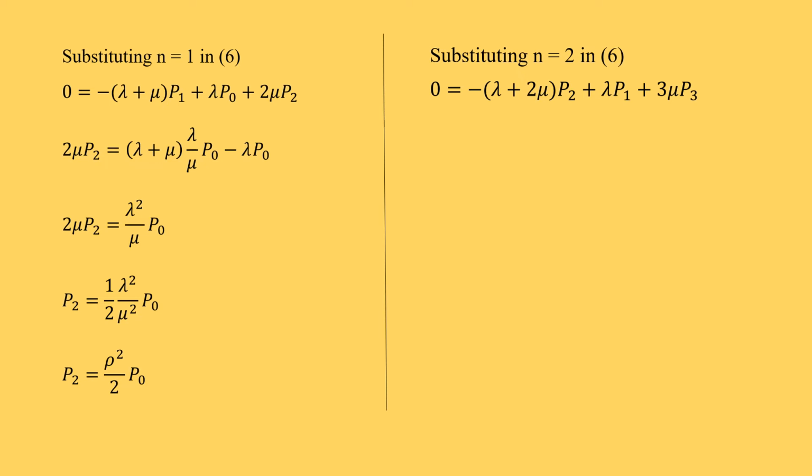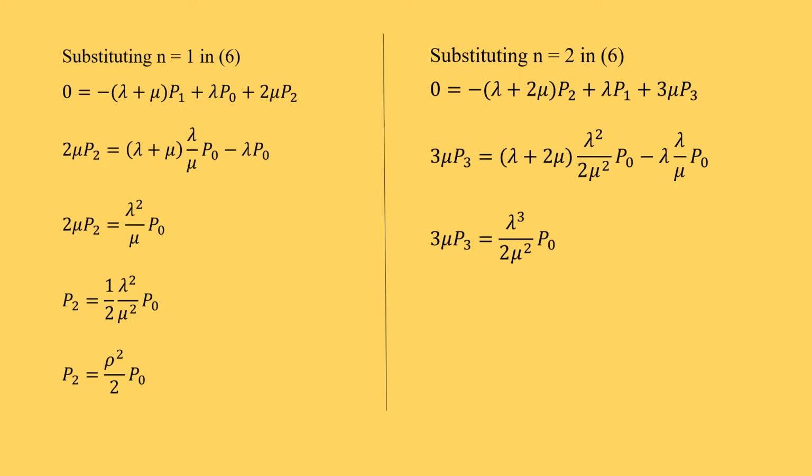Once that is done, we can simultaneously substitute the values of P2 and P1 in terms of lambda, mu and P naught. So this is what we get. Now if we try to open the bracket in the first expression on the right hand side, the second term of the bracket will cancel with the second expression of the right hand side, and we will be left with 3 mu P3 equal to lambda cube upon 2 mu square P naught, and that will yield us the value of P3 if I take 3 mu to the right hand side, which again goes to the denominator.